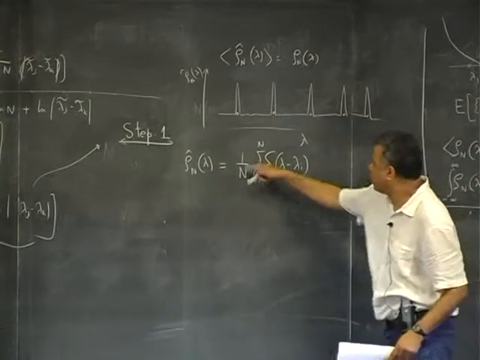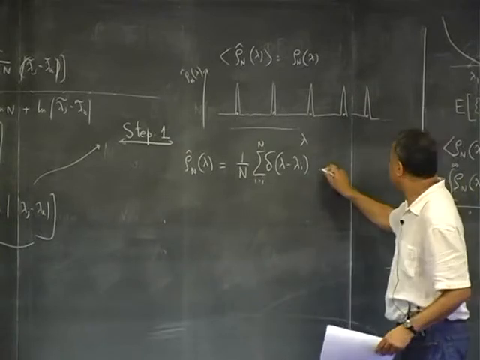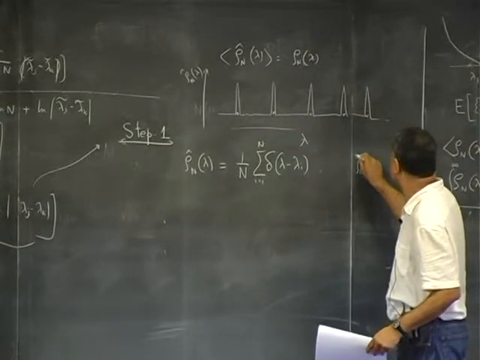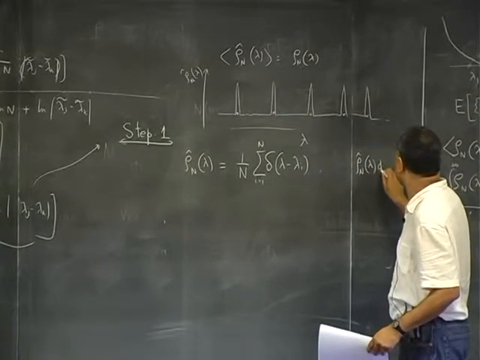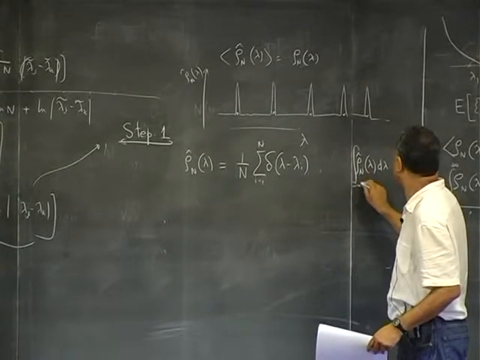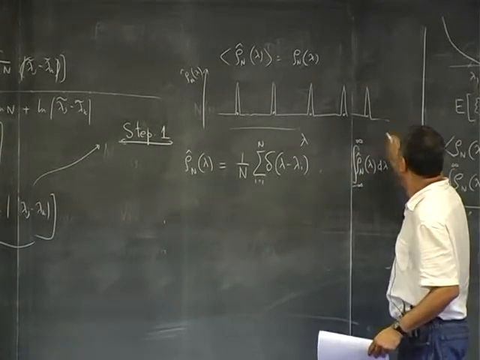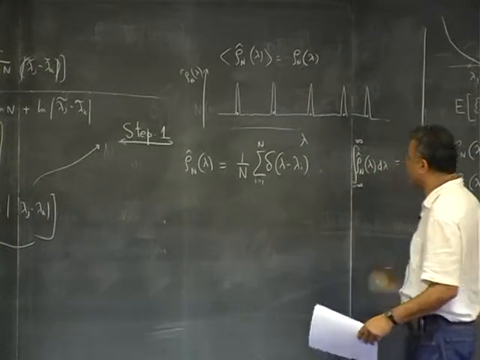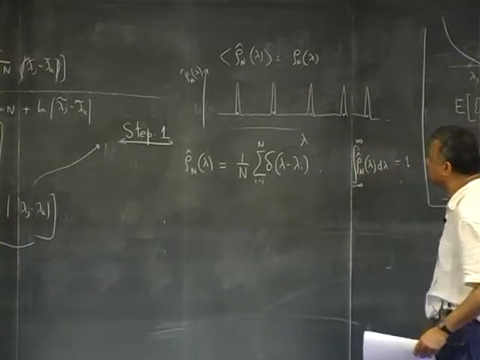okay, with a factor 1 over n outside, such that this overall thing is always normalized to unity. So the weight of each delta function is 1 over n. Whenever there is a charge, it picks up a factor 1 over n. Okay.